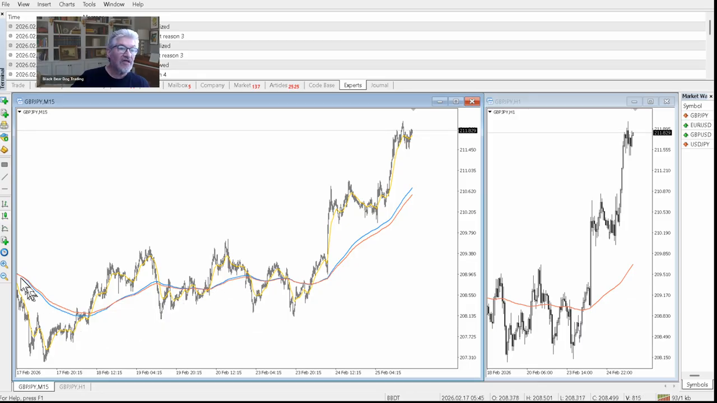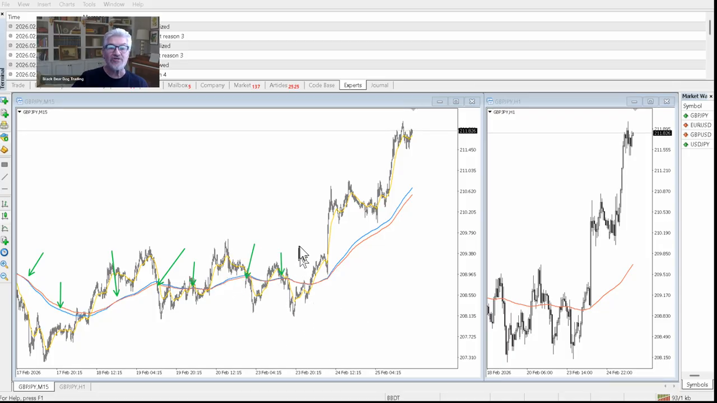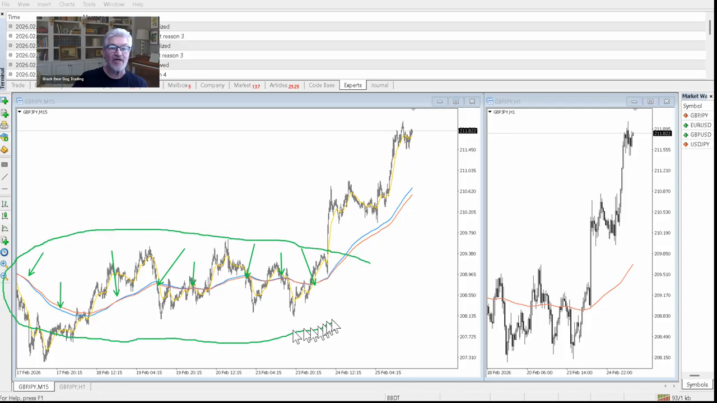Here you go. The tunnel is close together. Let me draw some lines so you get to see this. The tunnel is close together. It opens a little bit, but it's not a lot. Then it shrinks again, opens a tiny bit, shrinks again, and stays shrunk, and then it finally opens up. So all this area right here was a flat market that began with the tunnel collapsing right here at this point.